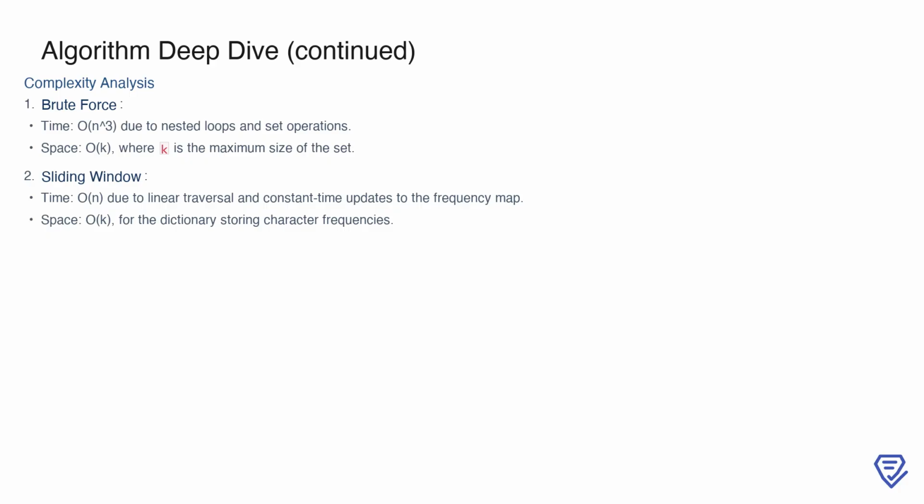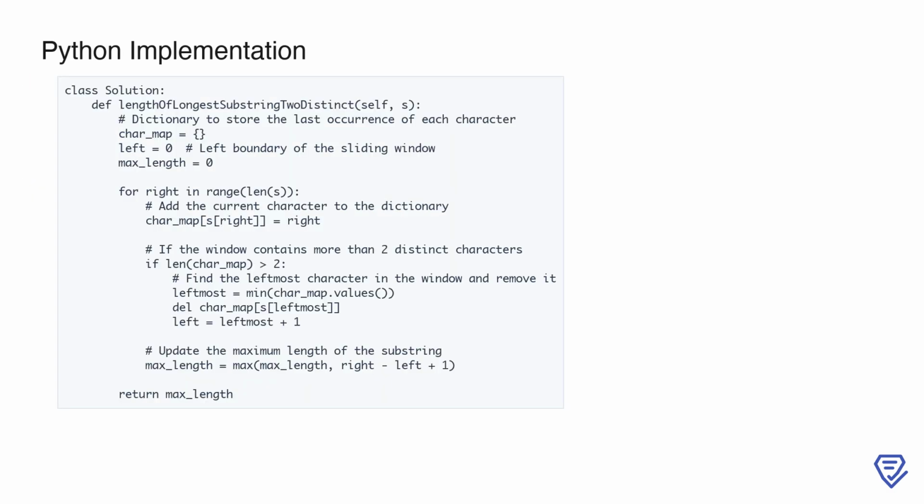The space complexity remains O(k), as we use a dictionary to store character frequencies. Overall, the sliding window method is significantly more efficient, especially for longer strings, making it the preferred solution for this problem. This implementation solves the problem of finding the longest substring with at most two distinct characters using the sliding window technique, which ensures efficient processing of the input string.